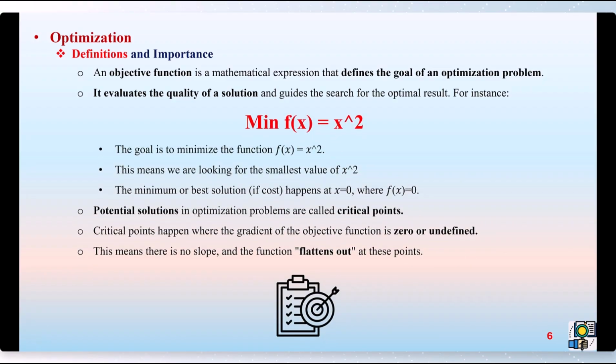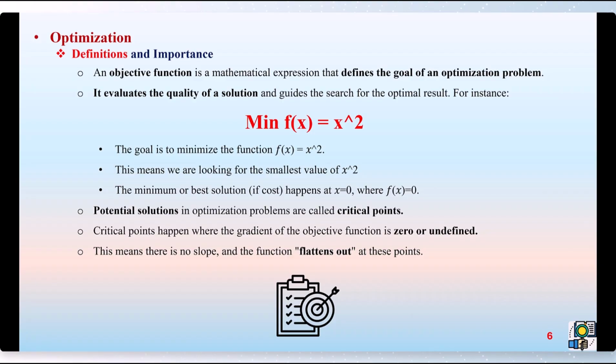An objective function is a mathematical expression that defines the goal of optimization. It evaluates the quality of a solution and guides the search for the optimal result. For example, consider the following equation in red. We are looking to minimize the function f(x) = x^2. So basically, we are going to minimize this. The minimum, or best solution, happens at x equal to 0.